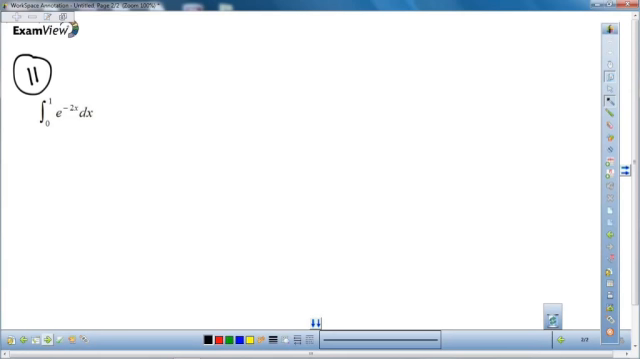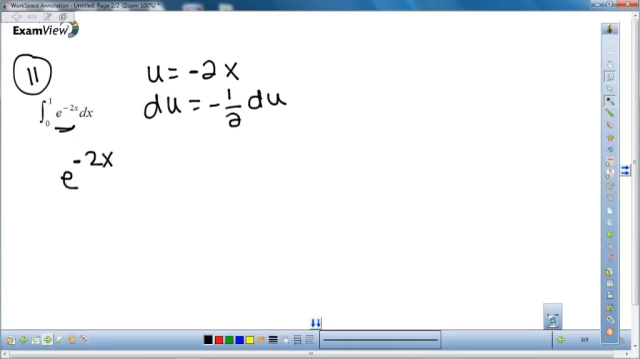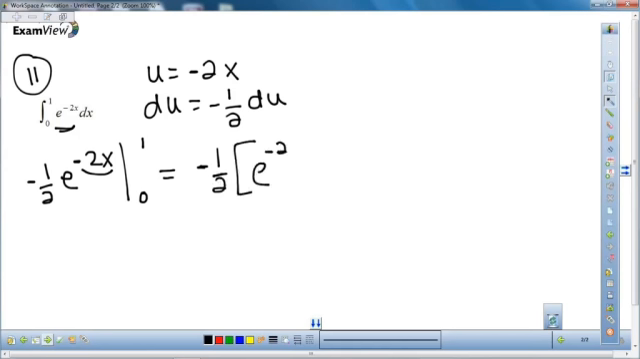For number 11, we're going to do u substitution. We're going to let u be... Or we can just go, okay, we know what the antiderivative of e to the negative 2x is: e to the negative 2x. And instead of multiplying by the derivative of the inside, we're going to divide by the derivative of the inside. So we get 1/2 e to the negative 2 minus e to the 0. So 1/2 times 1 over e to the second minus 1.